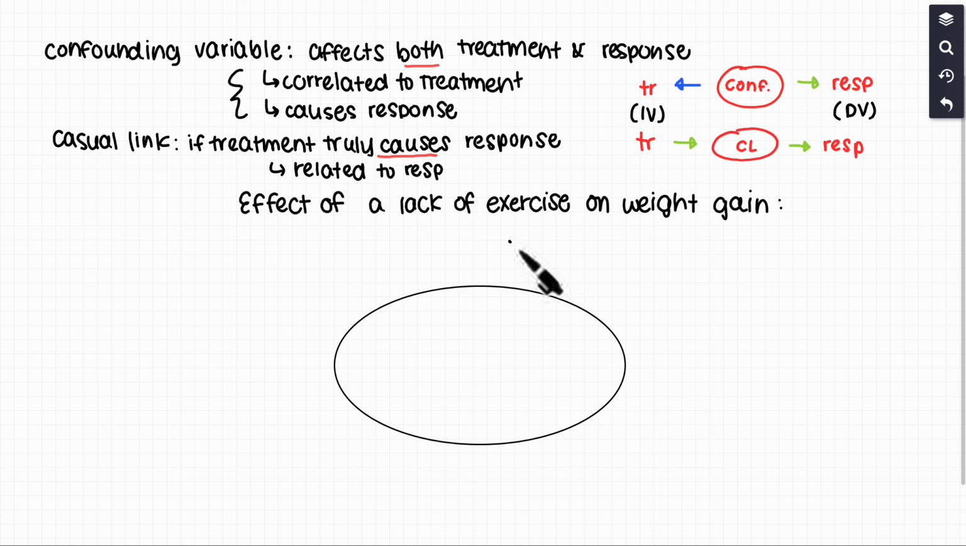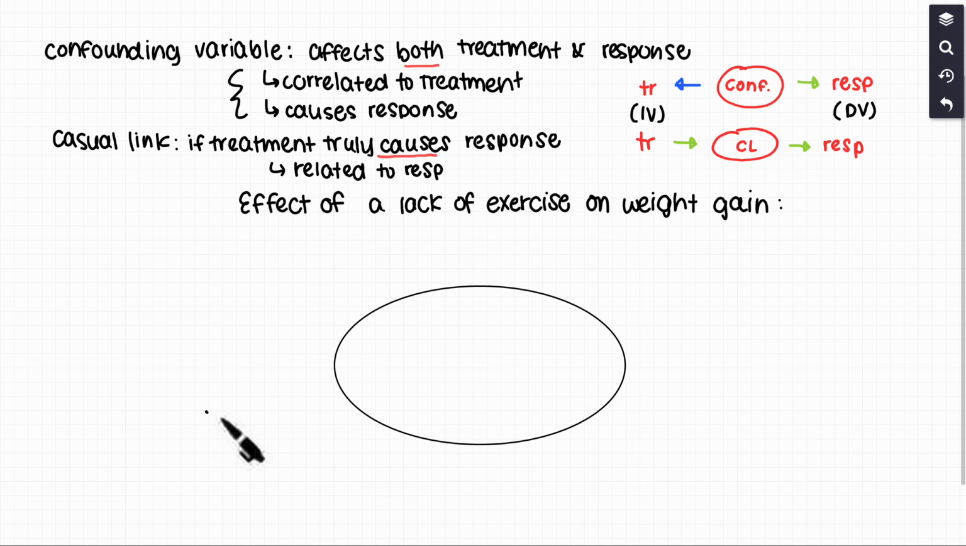All right, so let's go ahead and look at an example. That's the best way to learn things. So let's look at an observational study. Confounding variables only happen in observational studies because that's where we're really observing all of the data that occurs. So that's where these confounders can take place. Our observational study is the effect of a lack of exercise on weight gain.